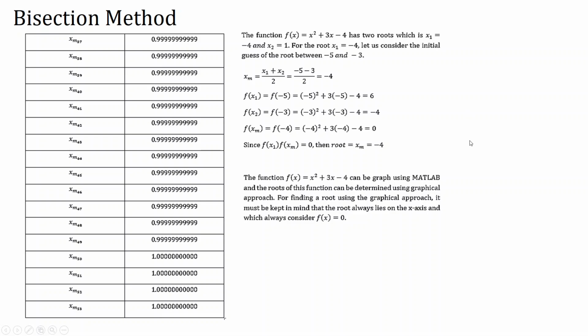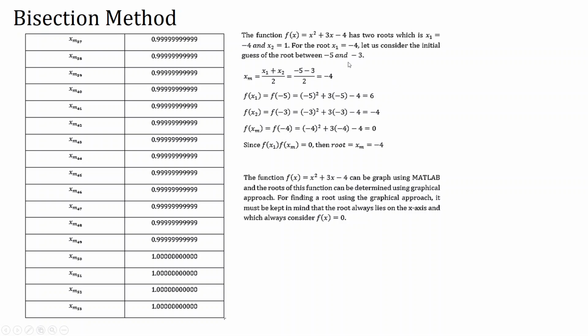The function f of x equal to x squared plus 3x minus 4 has two roots, which are x1 equal to -4 and x2 equal to 1. For the root x1 equal to -4, let's consider the initial guess of the root between -5 and -3. Example: f of x1, which is f of -5, so -5 squared plus 3 times -5 minus 4, that is 6.